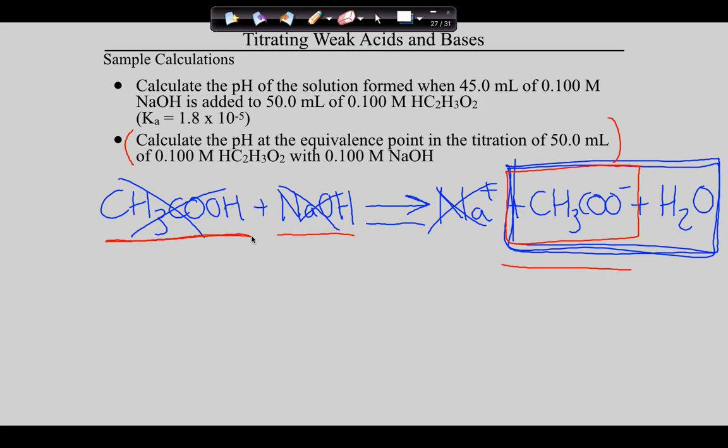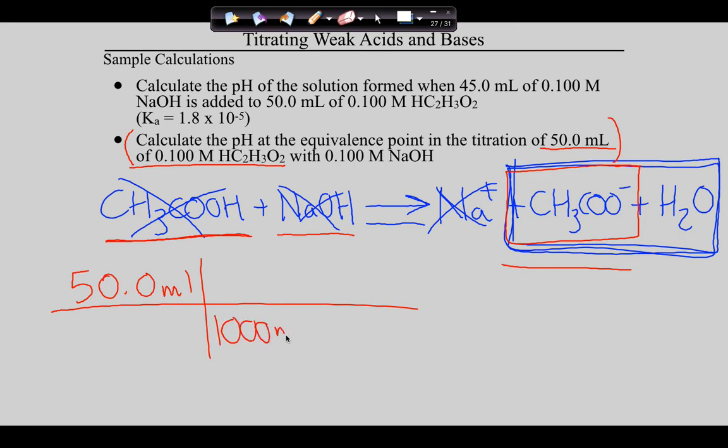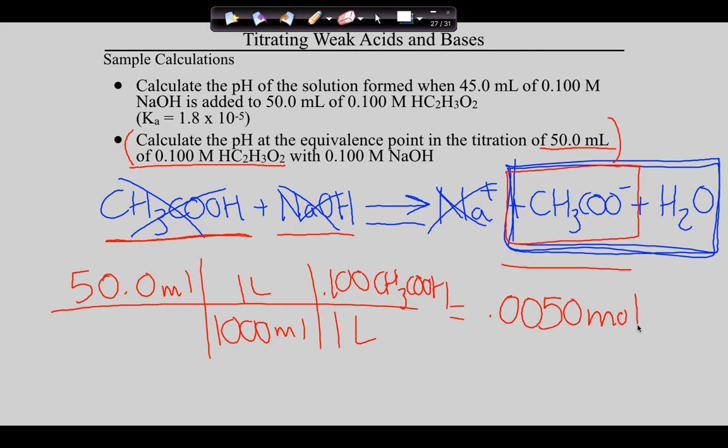So we have 50 milliliters of 0.1 molar. Haven't we already done this? Yeah. Let's just make sure you're clear. 1,000 milliliters is 1 liter. 1 liter is 0.1 moles of CH3COOH. So what does that work out to? 0.0050, two zeros, 5 moles.